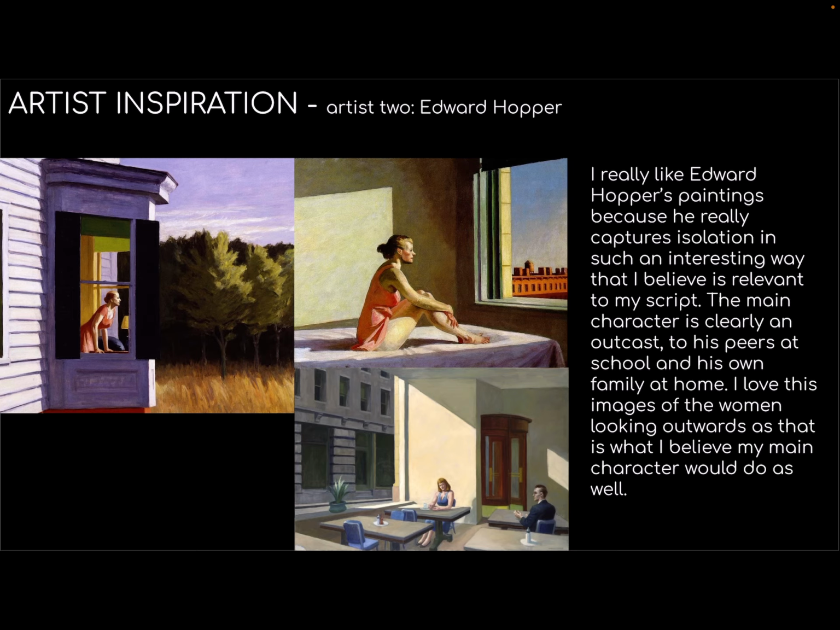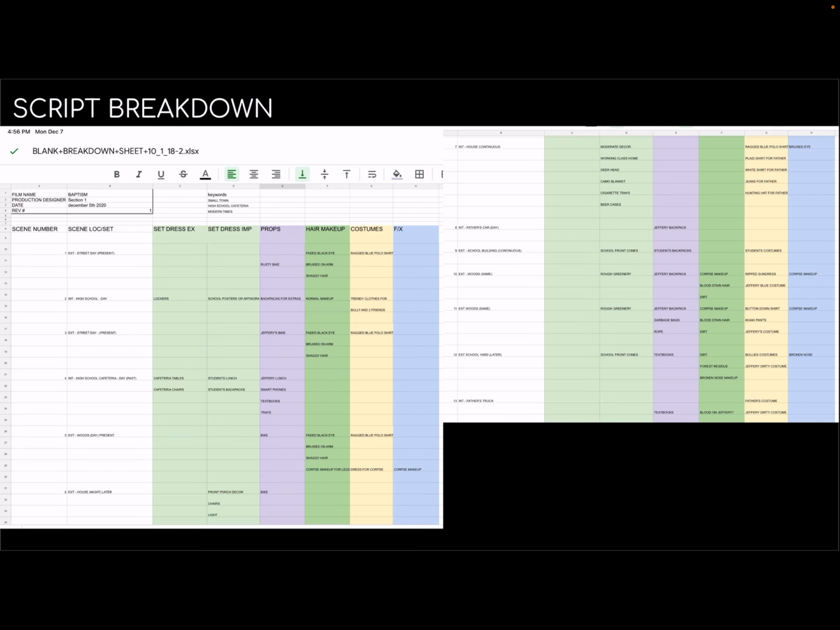A second artist I thought of was Edward Hopper, who's really famous, and I love his paintings so much because I feel like in his paintings, he does capture isolation really well, and I feel like that is such a big theme in this film for our main character, who just feels like he is stuck in a world that he doesn't really belong to, and he's in his own head looking outwards. And I feel like the feelings and the emotions that you get looking at one of his paintings is what I want the audience to feel with this script.